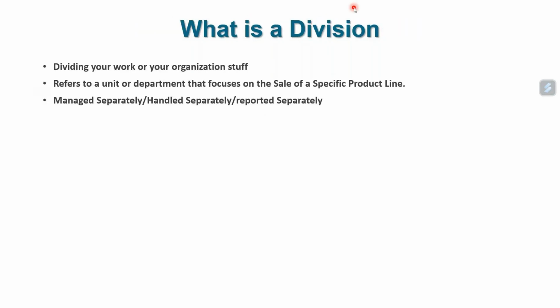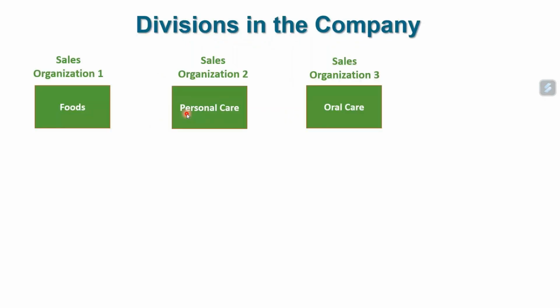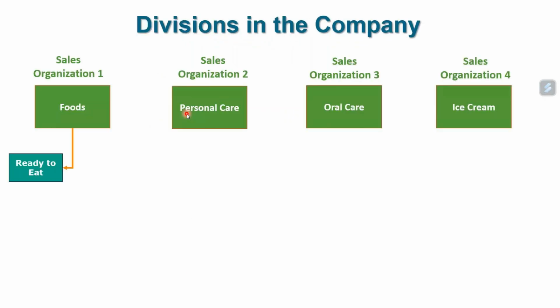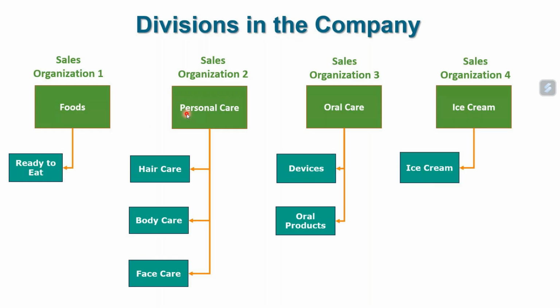They are managed separately, handled separately, and reported separately, and that is why you make them in the system. Okay, and in our case, we have a very straightforward structure. So foods is ready to eat. That's what we've kept. This is Knorr noodles, part of Unilever. Then personal care, we have hair care, body care, and face care. This is what we normally know Unilever for.